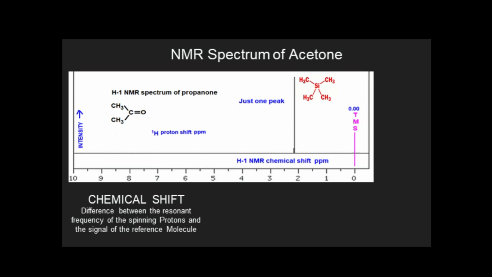What is chemical shift? It is the difference in the frequency, that means how much the peak is shifted from the TMS. How far away the peak is from the TMS is called chemical shift.